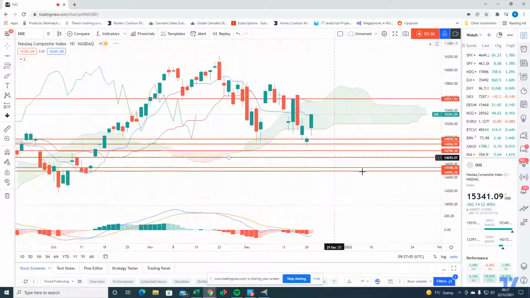Daily so far okay, but we do need to see the price action closer to the top end of the cloud.